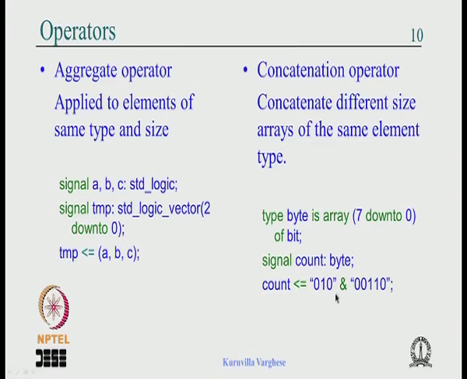So this concatenation operator, the ampersand, is much more flexible. The type has to be the same, but you can join things together. It is very useful in digital design. You have some parts of a bus coming from different places which are combined together to make a bigger bus and things like that. So these operators are very useful.